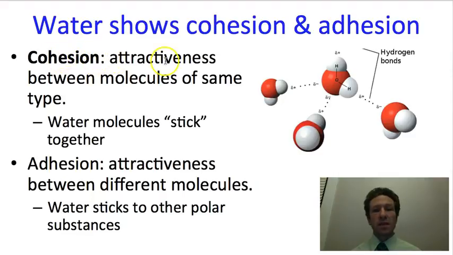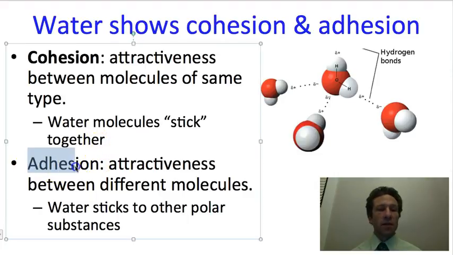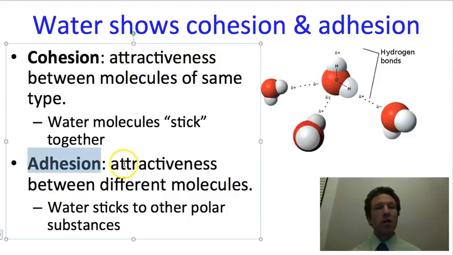The property of like things sticking together, in this case, they are like because they are all water molecules, is called cohesion. Cohesion then is the attractiveness between molecules of the same type, and it leads the water molecules to stick together. We can also define a similar property, adhesion, which refers to attractiveness between different kinds of molecules. So there are other molecules besides water that have polarity, and water is going to be attracted to those, or it will adhere to them.